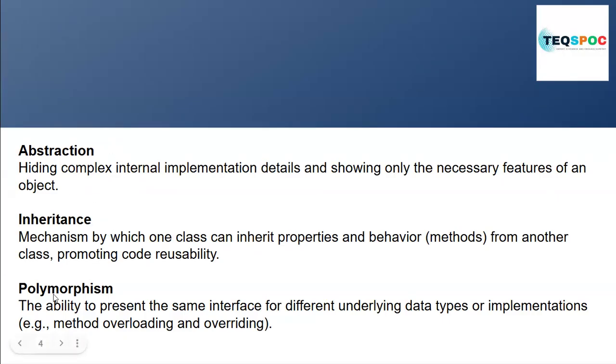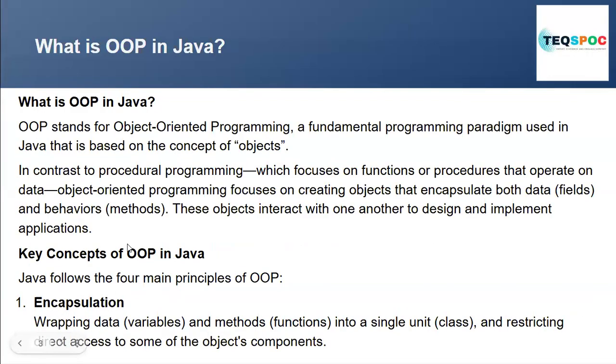Then we have inheritance. Inheritance is basically a mechanism by which one class inherits the property and behavior of another class. That is called inheritance. In inheritance there are different types of inheritance, we will see them further. This is the basic definition, I am just giving an overview. These are the four principles of the OOP concept.